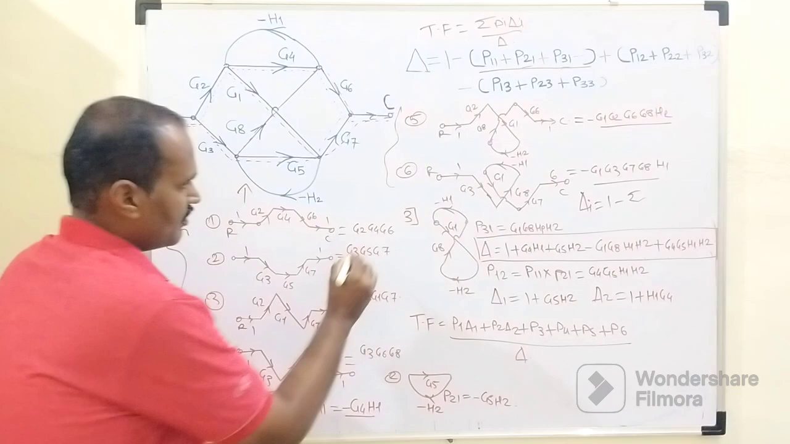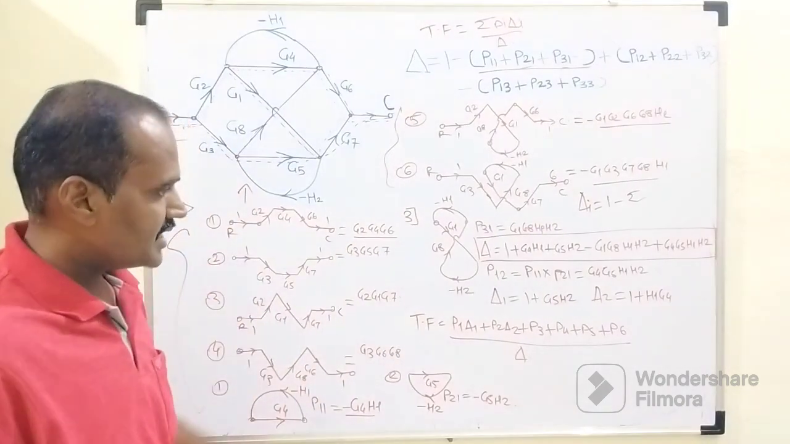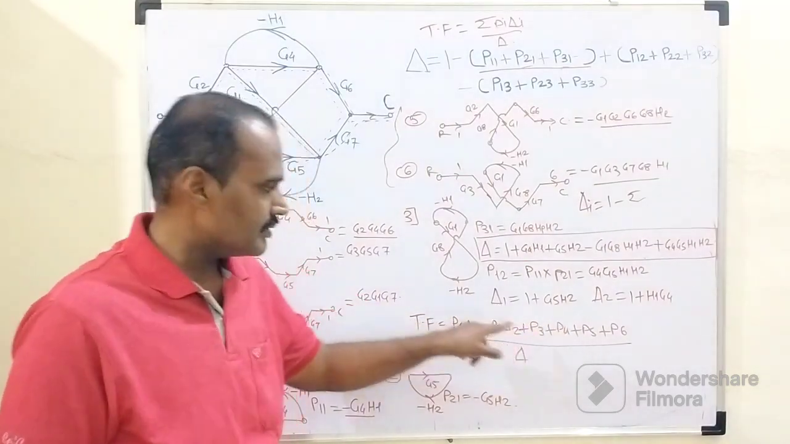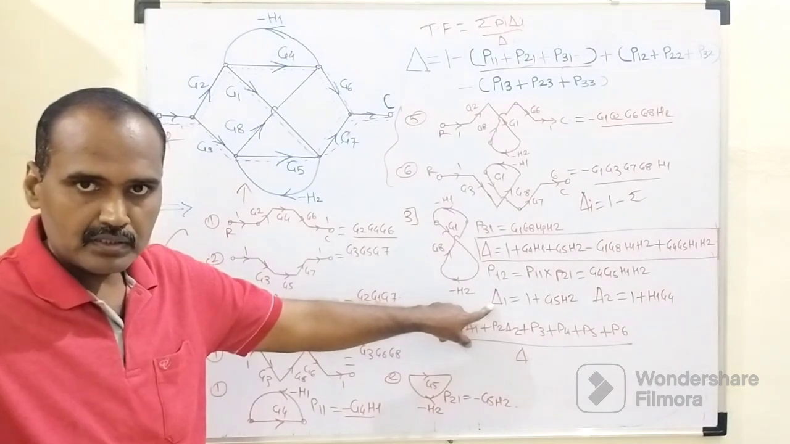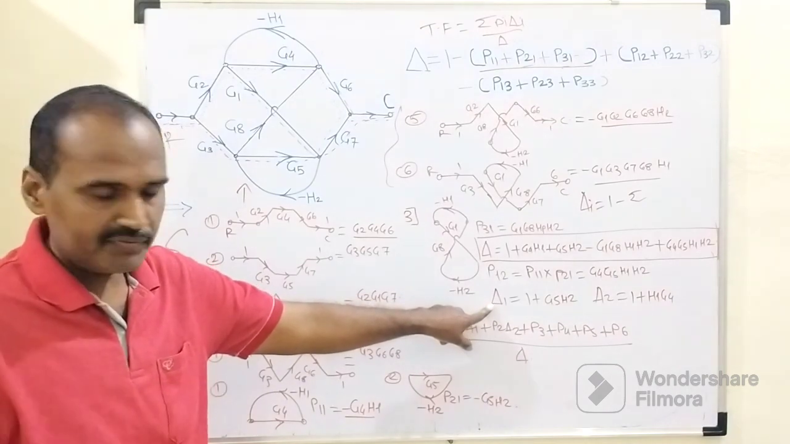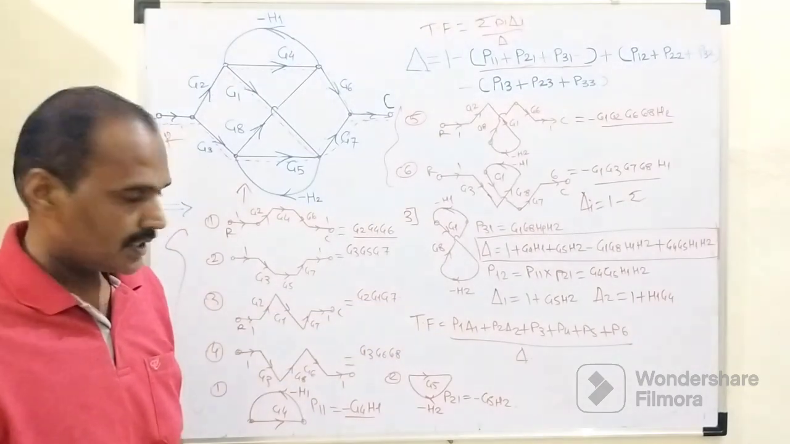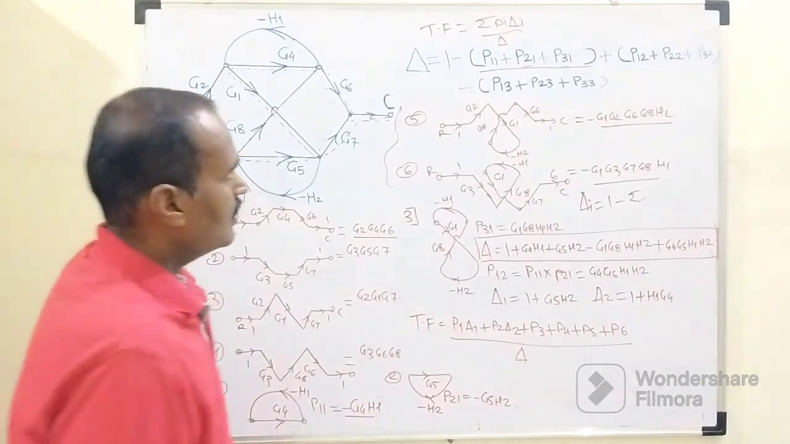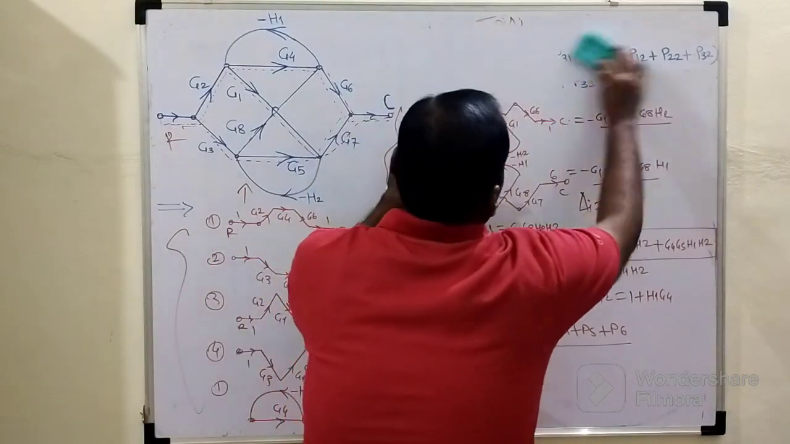The gain of that first forward path, G2, G4, G6, will get multiplied with this delta 1, which is already tabulated, 1 plus G5 into H2. Delta 1 means the 1 minus summation of loop gain which will not touch that first forward path. So in this way we need to write. Due to lack of space, I will remove this one and write here.